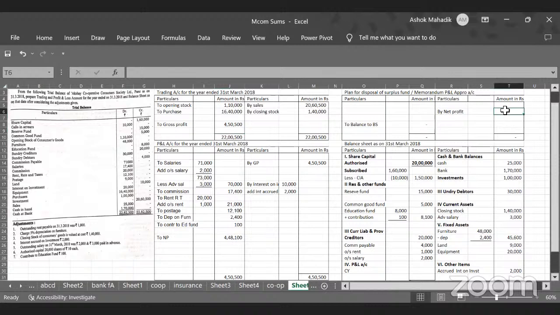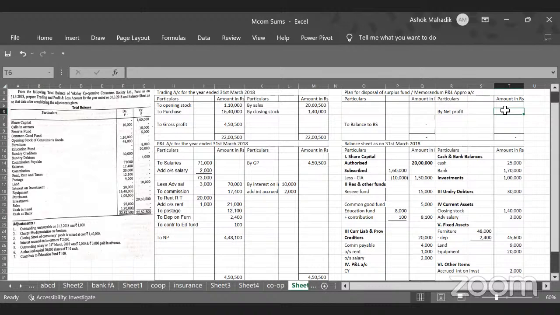I'll write this profit in. See, this is a new account for you. Plan for disposal of surplus funds, or memorandum. In this, we will show the appropriation of profit. How we appropriate our profit will be shown in this account. And this is just a proposed appropriation. So in the meeting, that is AGM, shareholders will approve it, and then we post the items. We do the entries for that. Till then, it is not recorded in your normal final accounts. So till AGM, it doesn't appear as part of your final accounts. Clear?